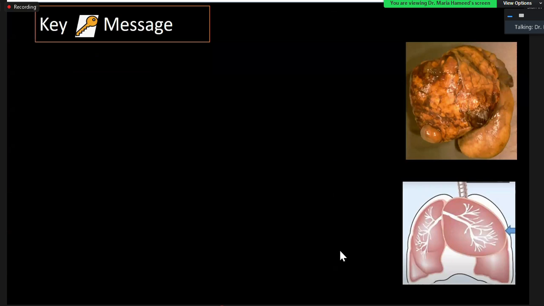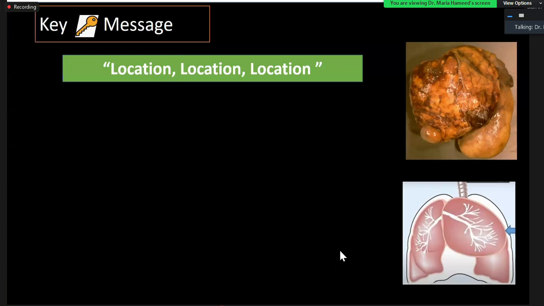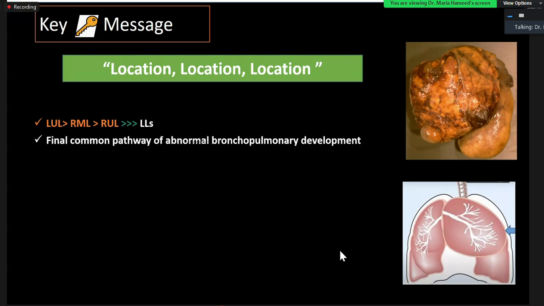So the key message in this case is to always look for the location, because there are a few entities in radiology which have a particular predilection for lobes. So you need to look for those. It has a left upper lobe predilection, followed by the right middle lobe and then the right upper lobe. So if you see anything in the left upper lobe which has different phases and different variation in the course of the disease in serial x-rays, then you need to think of congenital lobar emphysema.